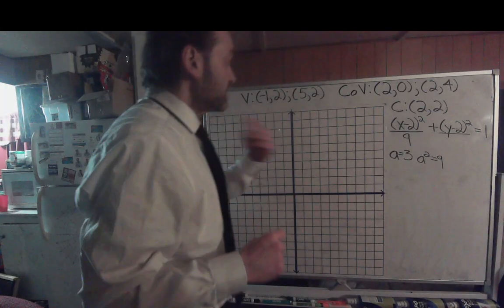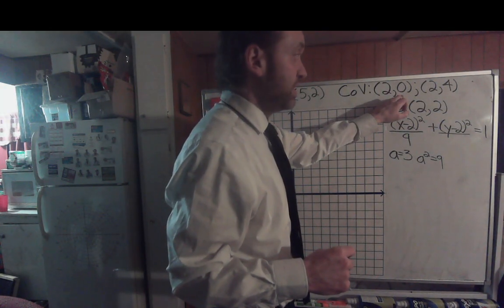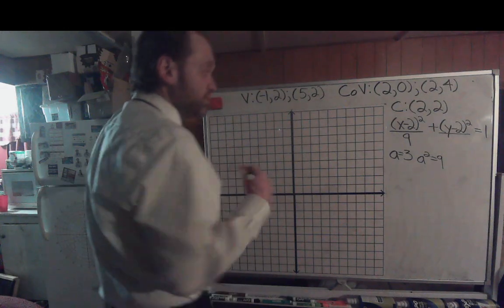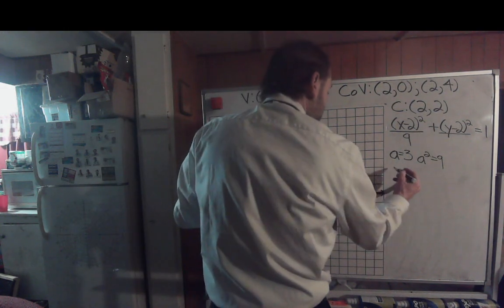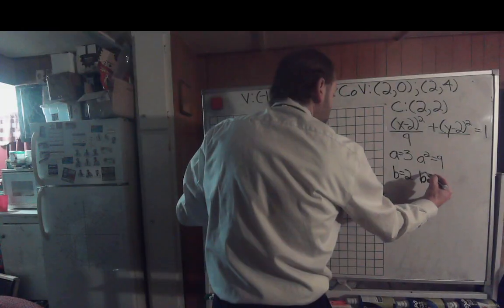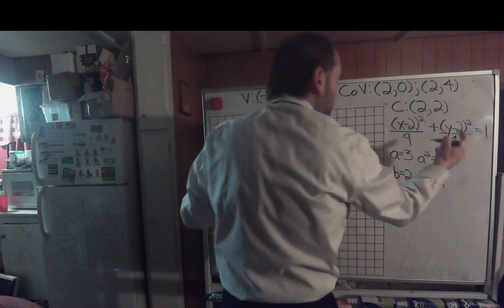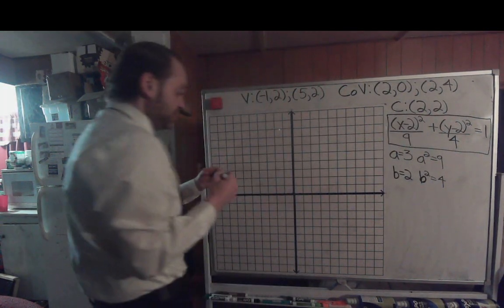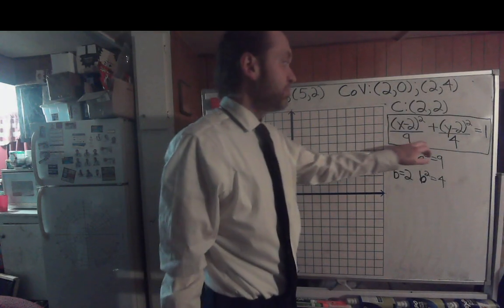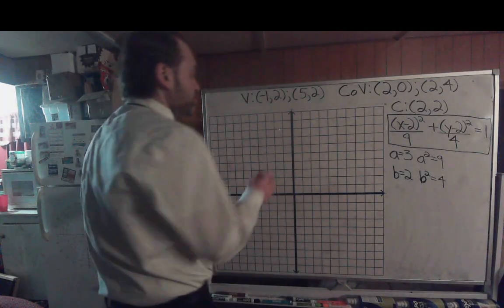And then now let's look at my co-vertices. From (2, 2) to (2, 0), that's a change of 2 units. From (2, 2) to (2, 4), that's also another 2 units. So that means my b would equal 2 units, so b squared would equal 4. So y is my minor axis, so the 4 would go below the y minus 2. So the equation I should get is (x minus 2) squared over 9 plus (y minus 2) squared over 4 equals 1. That would be the exact equation we're looking for.